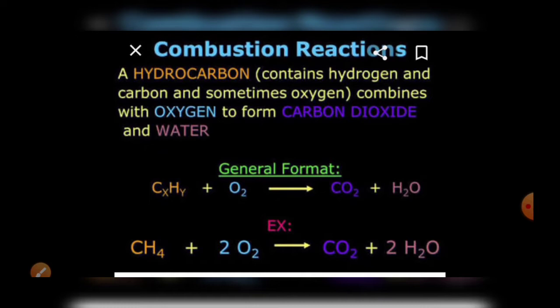You get the general formula, that is CxHy plus O2 gives CO2 plus H2O. I give one example: CH4 plus 2O2 gives CO2 plus 2H2O. Why are we putting 2 in front of O2 and 2 in front of H2O? Because it is a balanced equation. Before that, what is a balanced equation? The reactants and the products will be similar in atoms. So that is why we balance the equation.